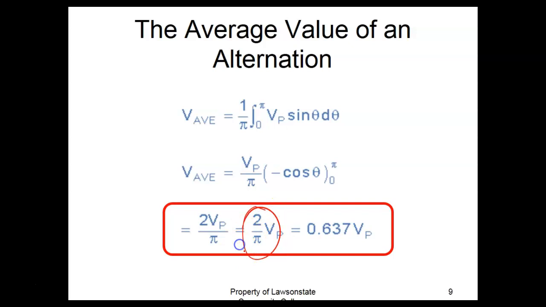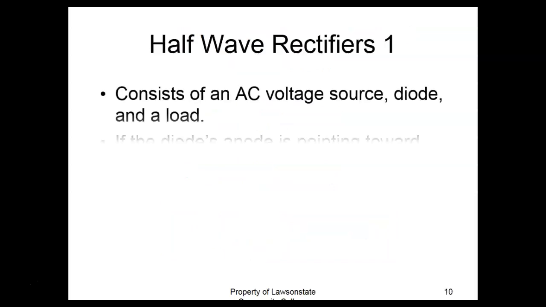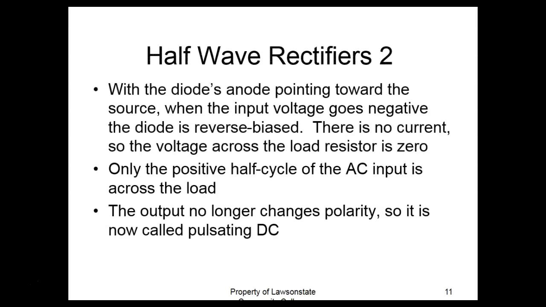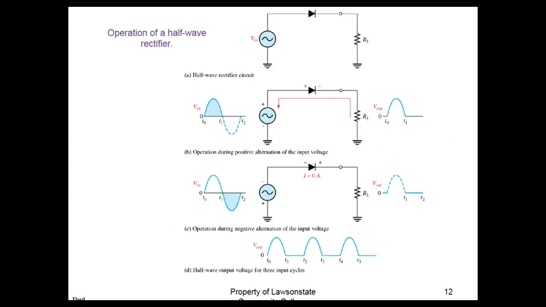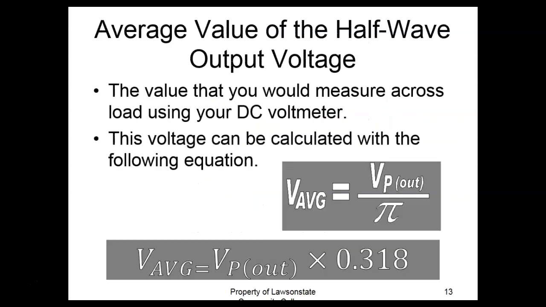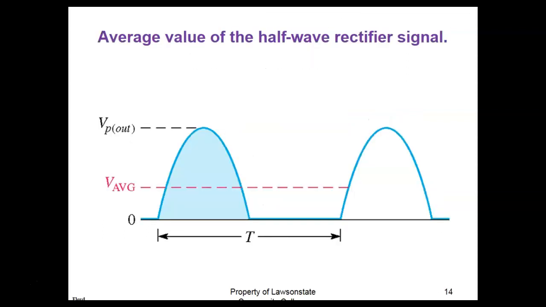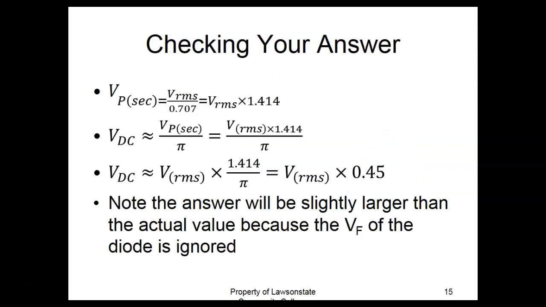So we figured out this. Of course, this is the one I like to use. So full wave we'll use 2V peak over pi, and then for half wave we're using V peak over pi because half the alternation is gone. And of course, this is a half wave rectifier. And we looked at that on the oscilloscope. We came up with why we get V peak over pi when we have a half wave rectifier.